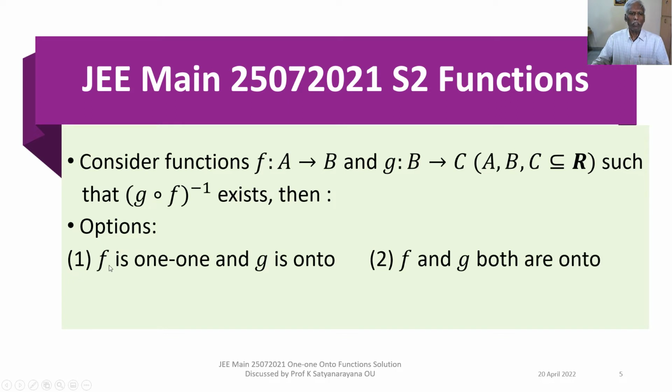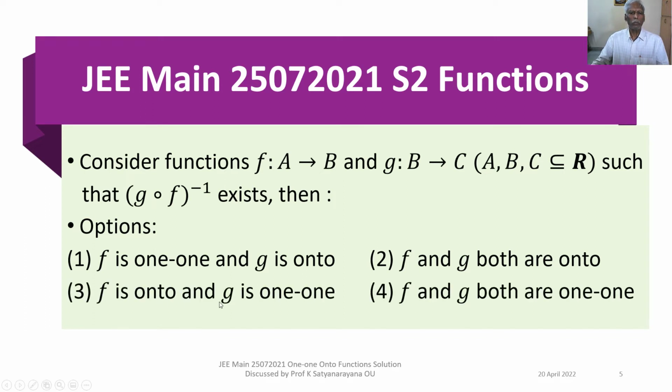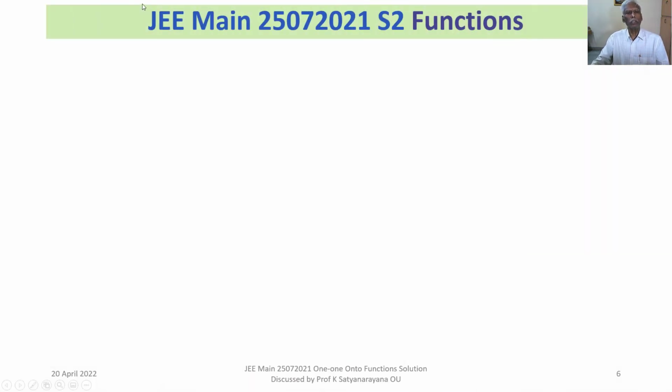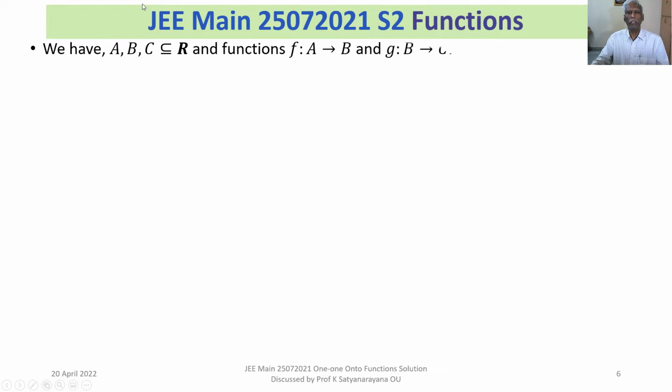Option 1, f is one-one and g is onto. Option 2, f and g both are onto. Option 3, f is onto and g is one-one. Option 4, f and g both are one-one. Let's now discuss the solution in detail.